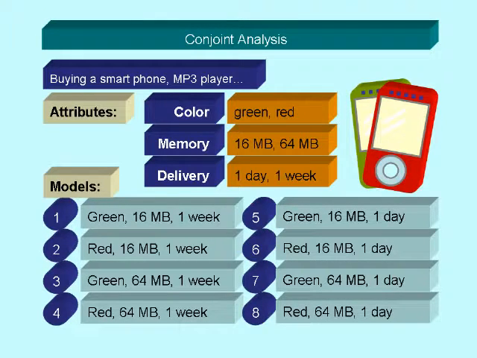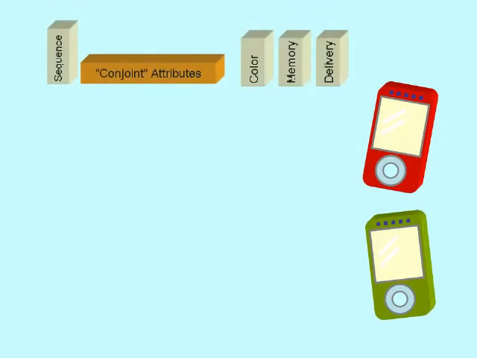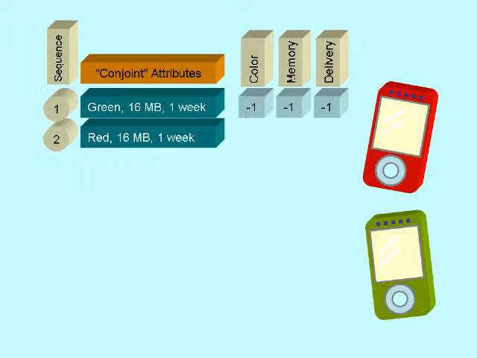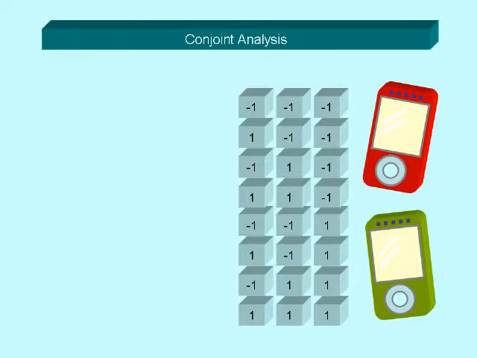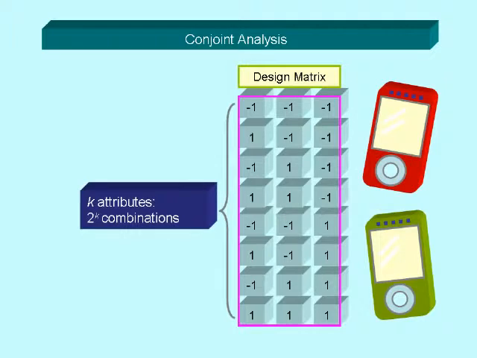In order to solve this problem with the mathematical method, we code the values or levels with -1 and +1 each. So for example, green is coded as -1 and red is coded as +1. Here is the list of combinations with their coding. We call it the design matrix. For k attributes, there are 2 to the power of k possible combinations. Using all possible combinations is called a full factorial design.